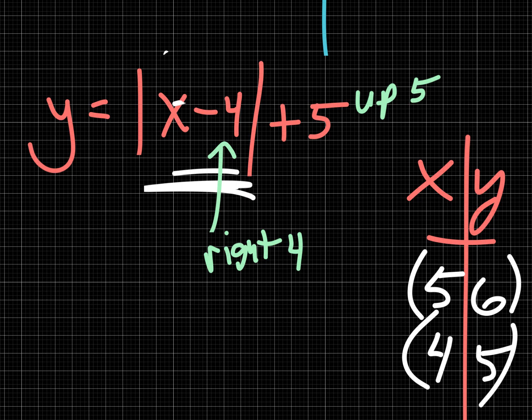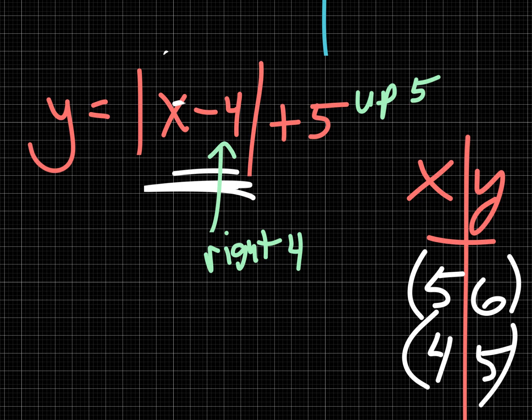And if your instincts say it's left, that's good. Because your instincts should say that minus 4 moves it to the left. But it doesn't, I promise you. When it's on the inside of any kind of grouping symbol, like an absolute value or a parentheses, if it's inside something, then it'll move the opposite way that you think. So this will move right 4, and this plus 5 at the end, that moves the way you would think. Plus seems like up, and it is up. You trust the stuff on the outside, you don't trust the stuff on the inside.